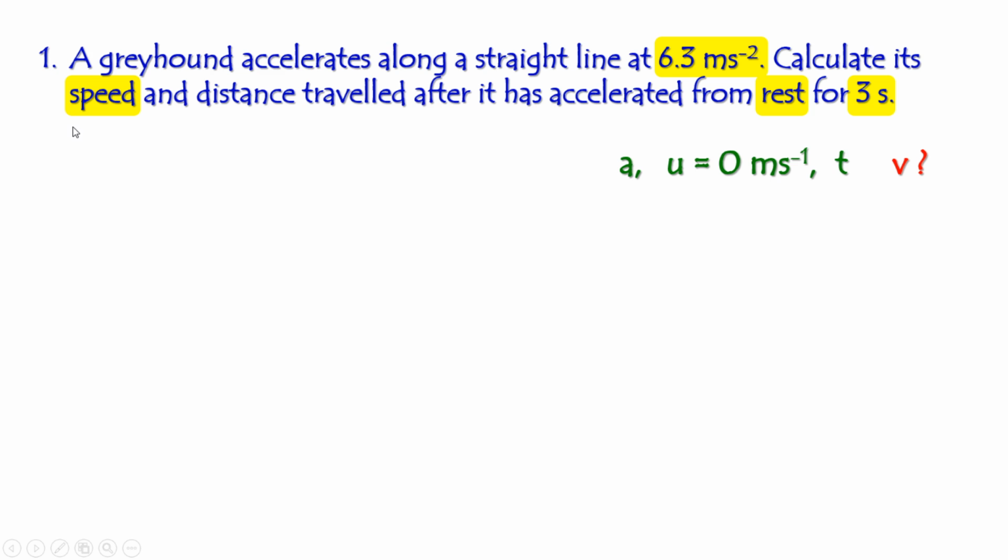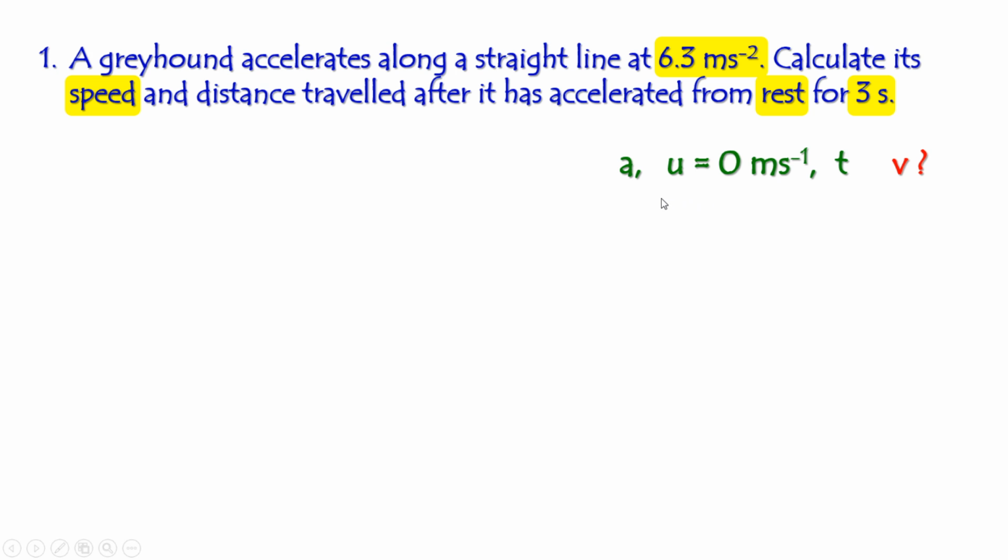There are two parts. The first part asks you to calculate the speed, and the second part asks you to calculate the distance traveled. Maybe we try the first part first. So look at all the quantities we have: the acceleration of the greyhound, the initial speed because it starts from rest, and the time taken is 3 seconds. So can you find out the speed of the greyhound 3 seconds later?